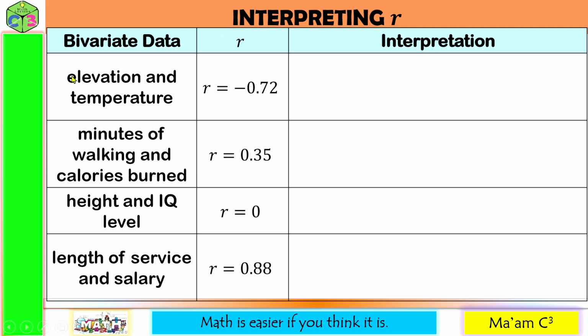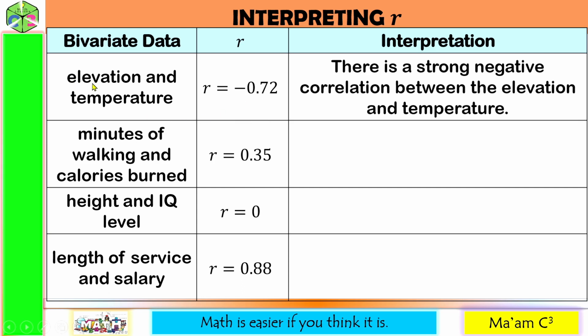Number 1, elevation and temperature. As you climb the mountain, it gets colder. So what does it mean? An increase in height is a decrease in temperature. That is why we have a negative correlation here. So when we interpret this, 0.72 is somewhere in between 0.5 and 1. So that would be a strong negative correlation between the elevation and the temperature.